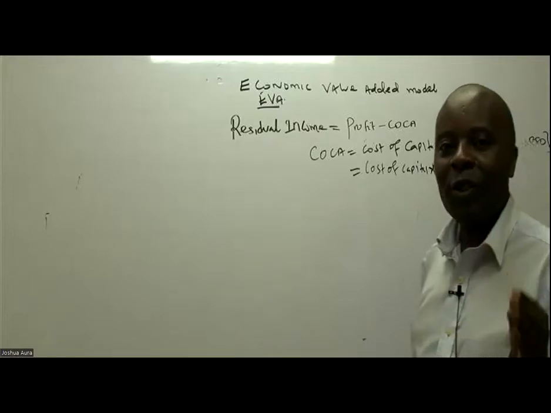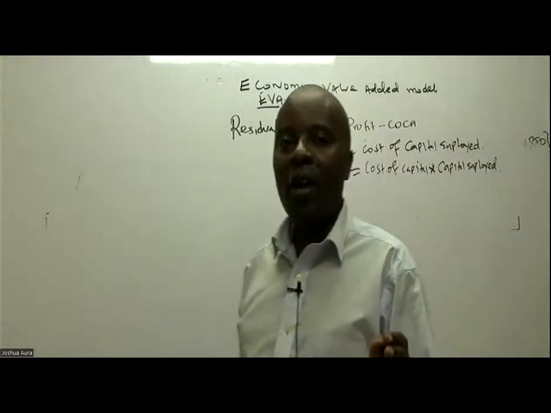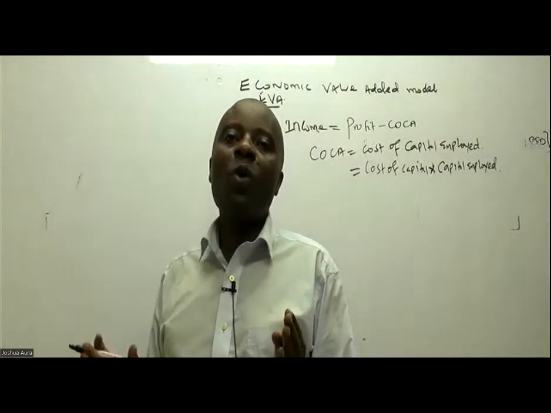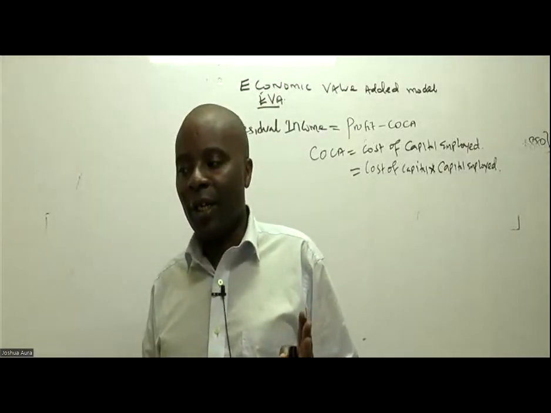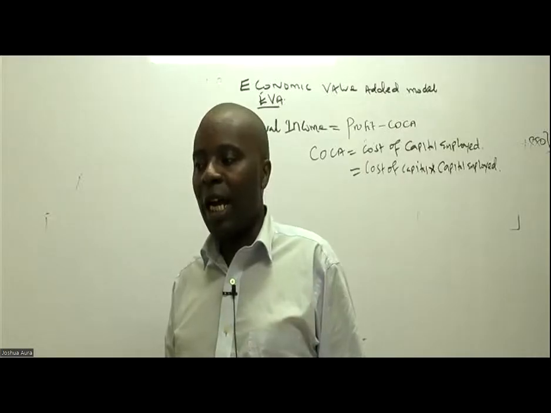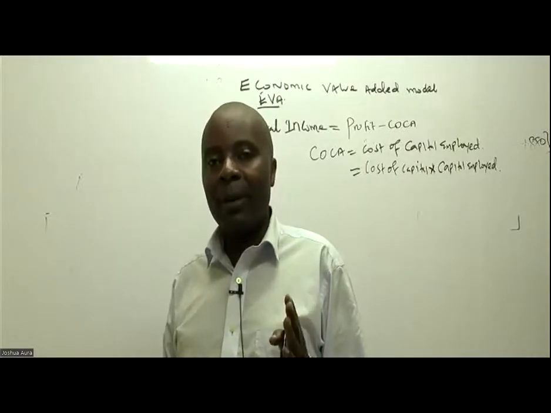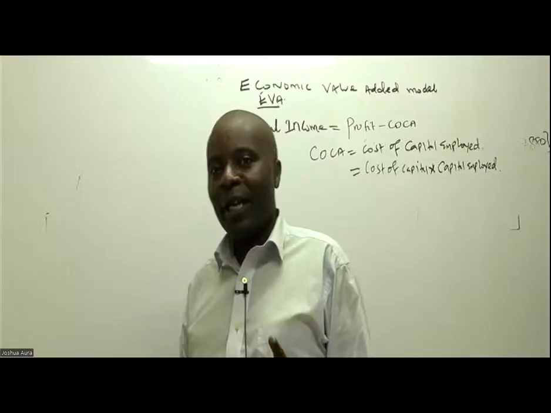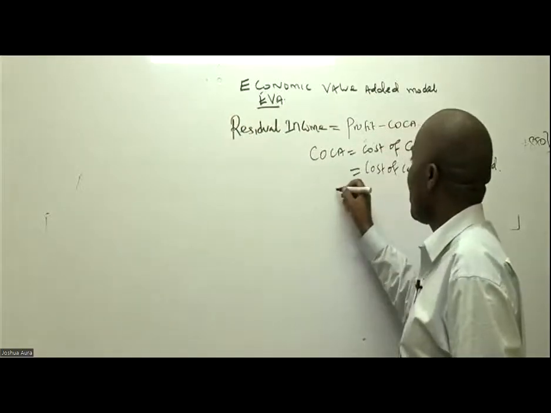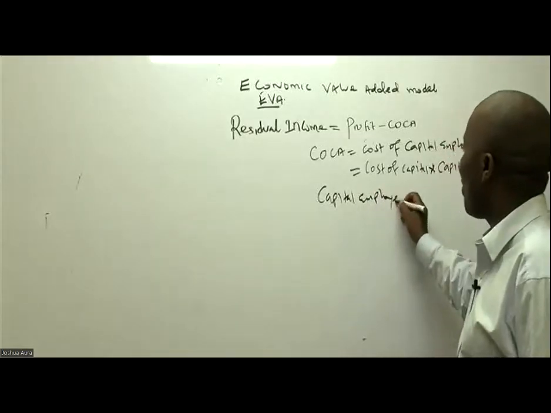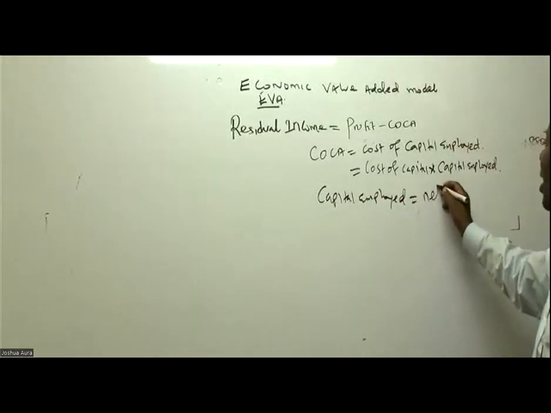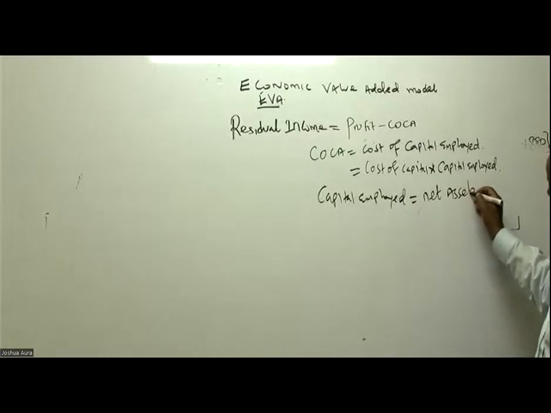And this capital that was employed at the beginning of the year was able to deliver what result in form of what? Profit, right? So it is cost of capital times capital employed. Remember, capital employed has got another name. Capital employed is the same as what? Somebody? It is the same as net assets.